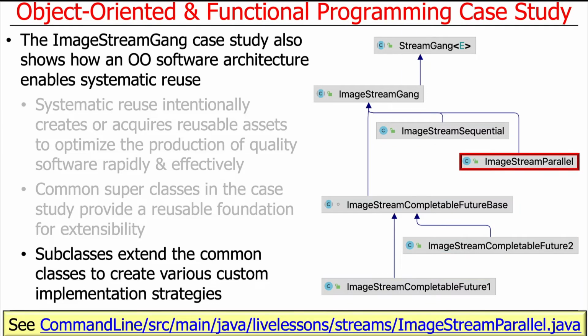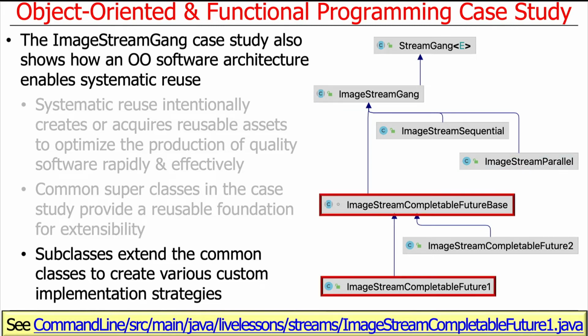For example, the ImageStreamParallel class extends the ImageStreamGang superclass to use Java's Parallel Streams framework to download, process, and store images in parallel. Likewise, the ImageStreamCompletableFuture1 class extends the ImageStreamCompletableFutureBase class, which in turn extends the ImageStreamGang superclass to download, process, and store images asynchronously using the Java Completable Futures framework and the Java Common Fork Join Pool.